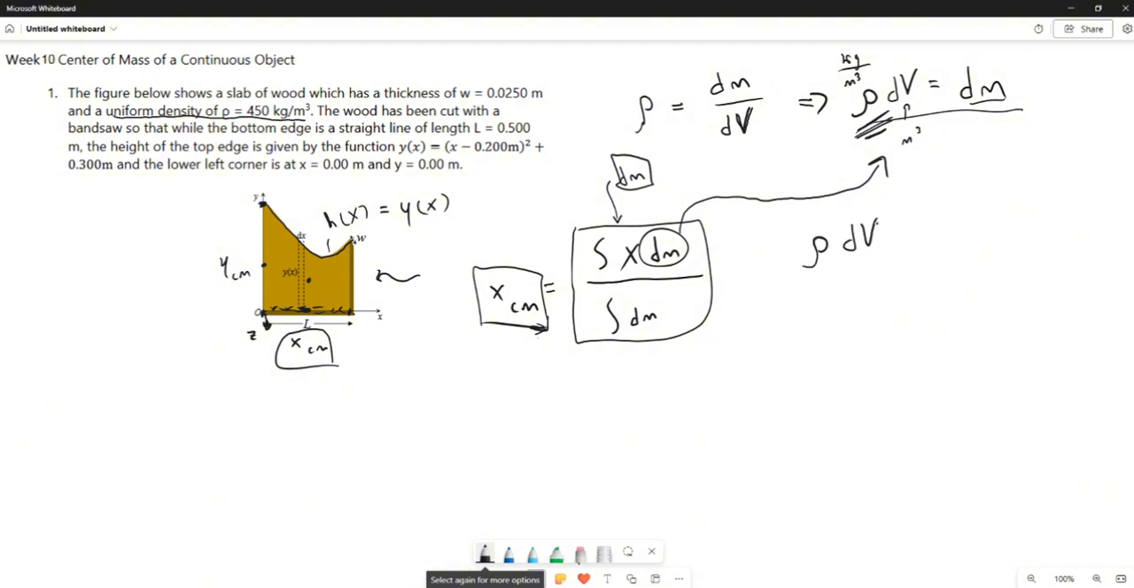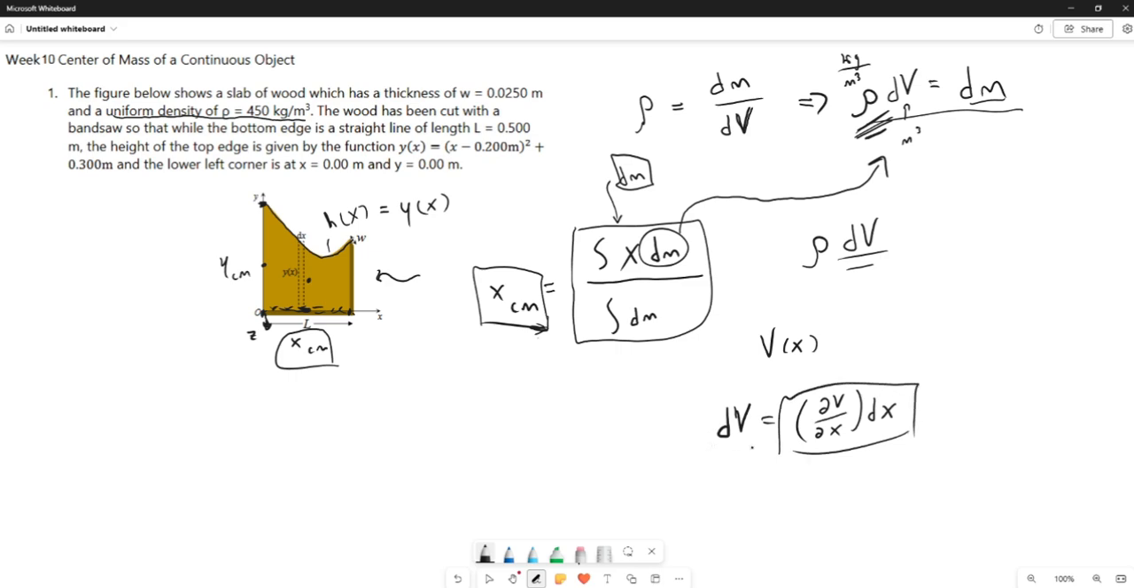So then all we need is, I said rho dm, I meant rho dv. All we need is dv. Well, how do we get dv? Well, can we write v as a function of x, or a function of anything? That's the question. And then we can take the differential of the volume via the definition of a differential, and that would be our dv, which we need because we need dv to write dm. So what's v of x? That's the question.